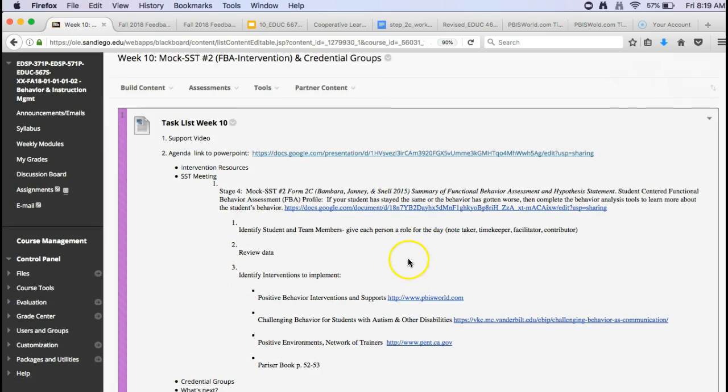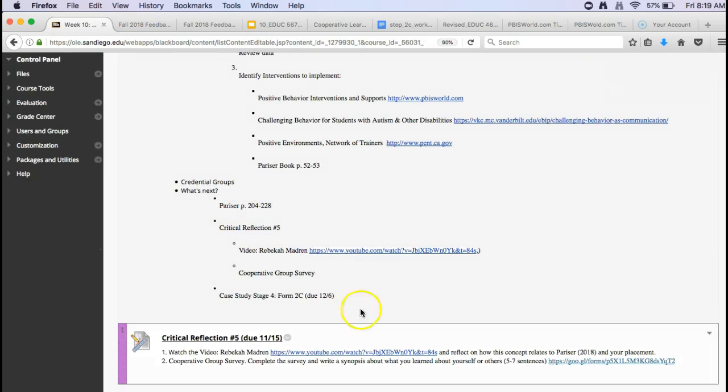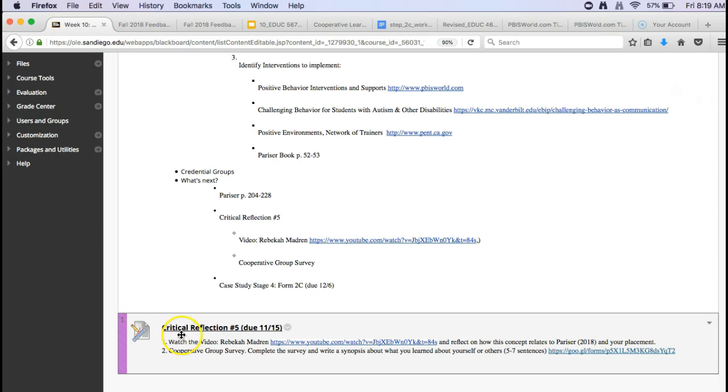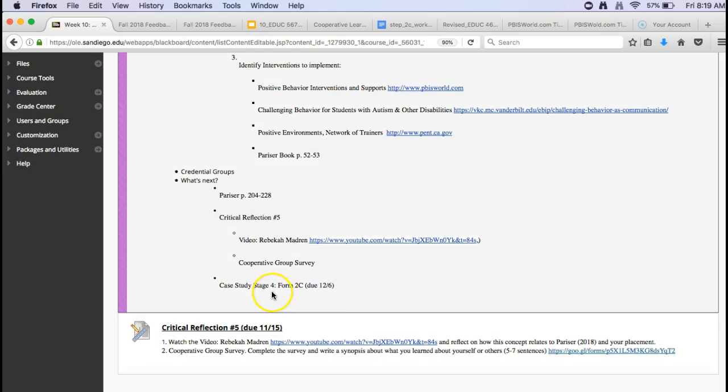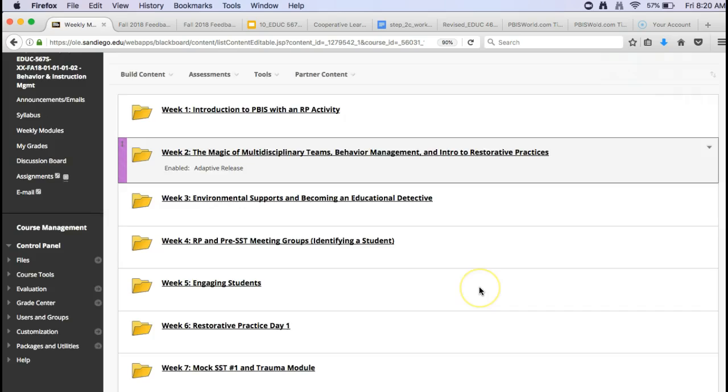So we did the SST meeting, and then we got into our credentialing groups. Here's the what's next, and here's the critical reflection. And just remember that the form 2C with your progress monitoring on your intervention will be due on the 6th of December, and you'll be presenting that at the very last SST.